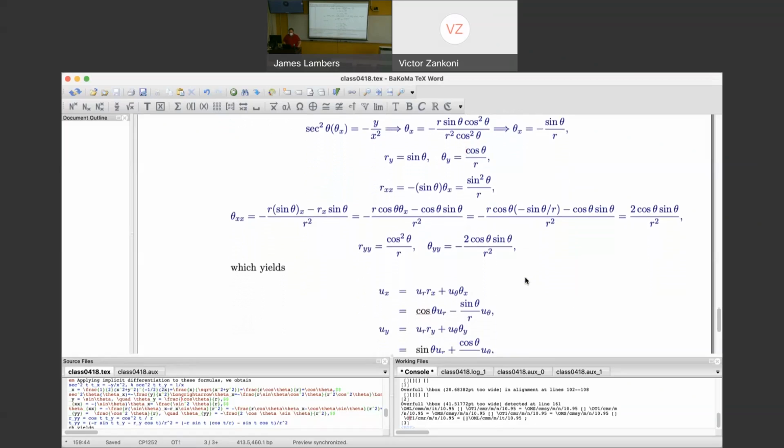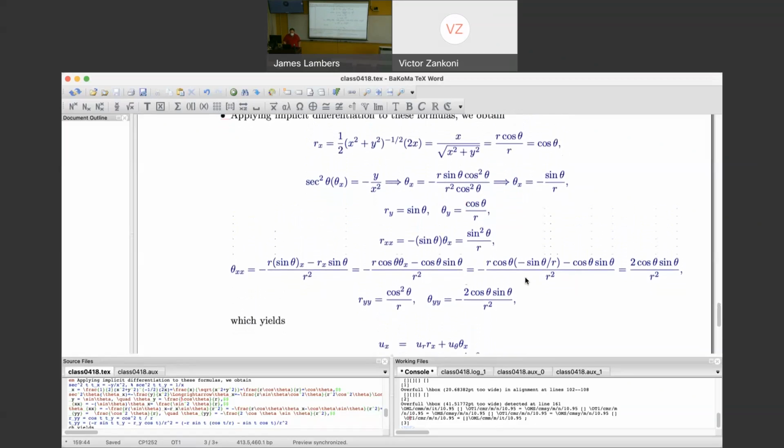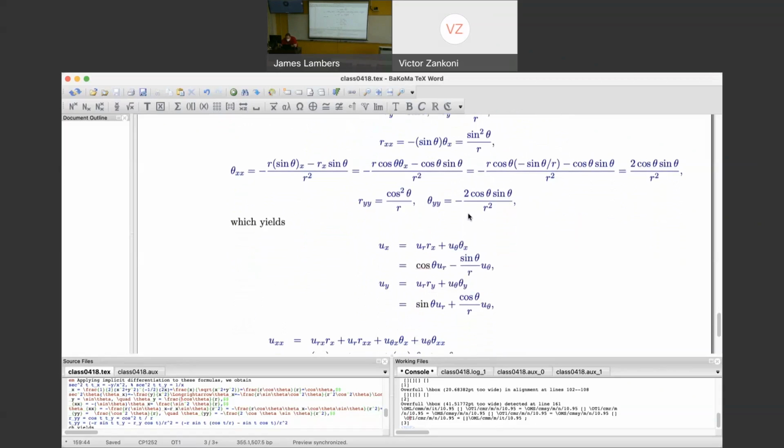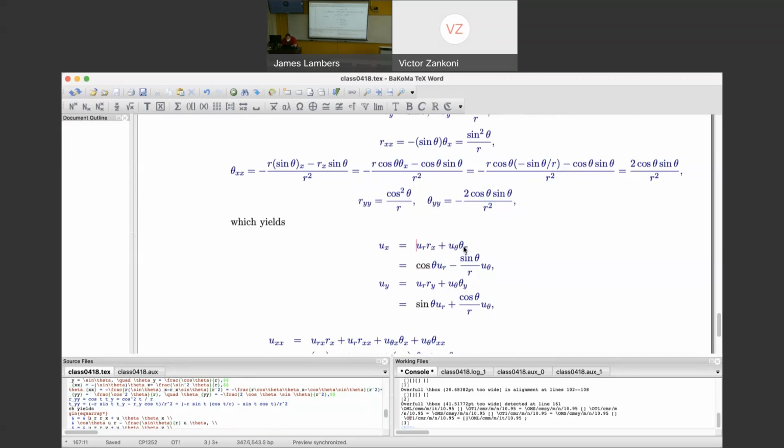Now that we have the first and second derivatives of r and θ with respect to x and y, quite a few derivatives to work with, I really want to write u_xx and u_yy in polar coordinates. So to start with u_x and u_y, I'm just using chain rule: du/dr dr/dx plus du/dθ dθ/dx. I have all derivatives of r and θ with respect to x or y, so I'll just fill those in.